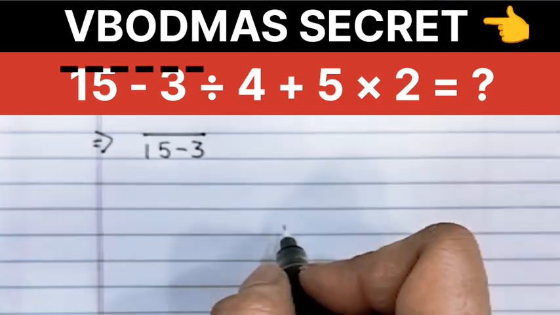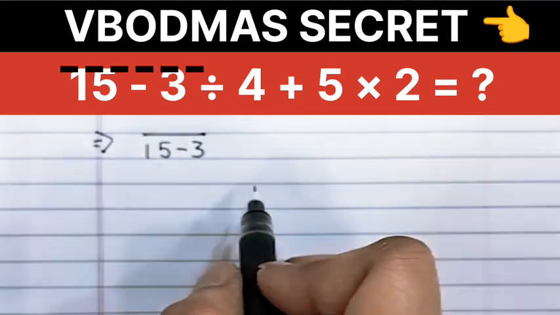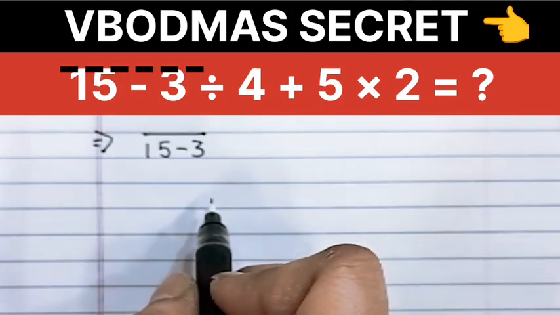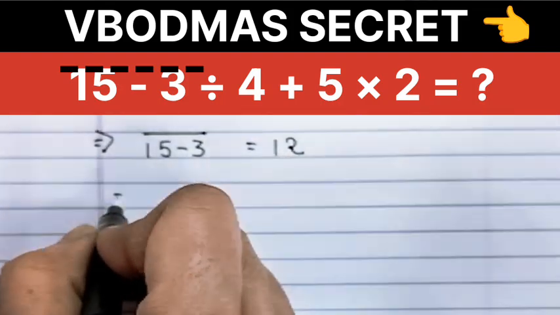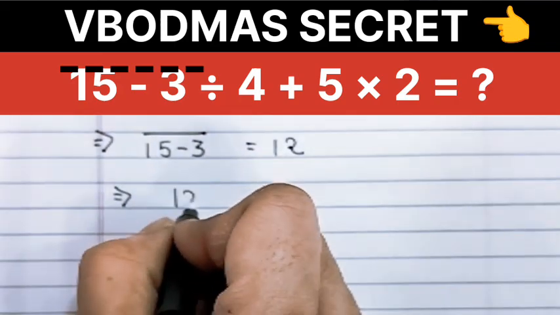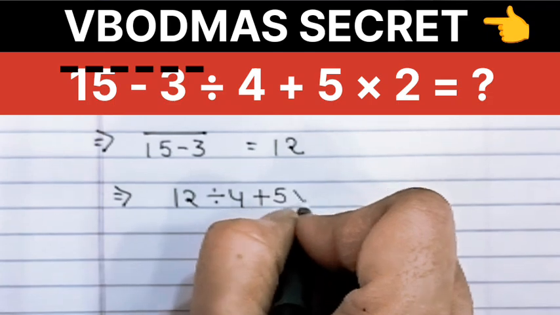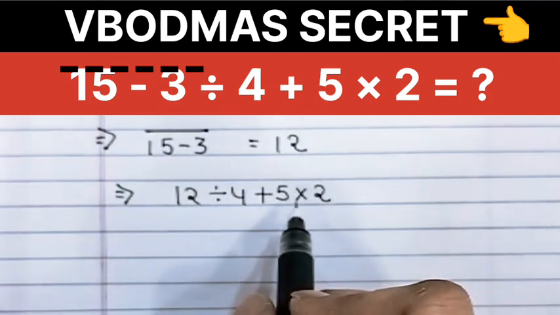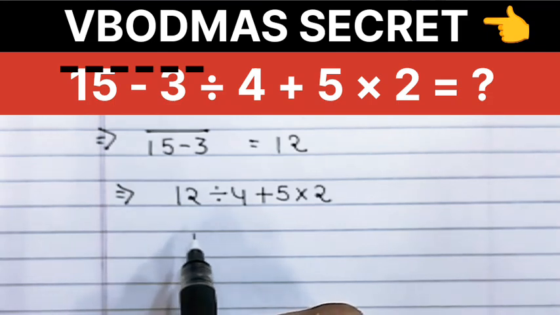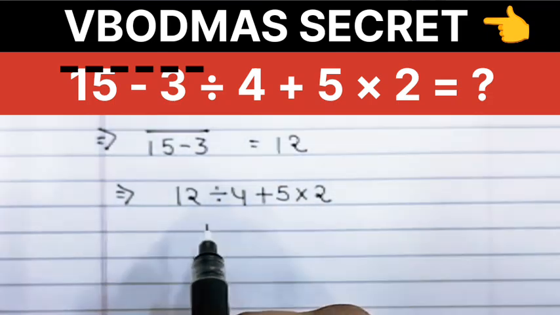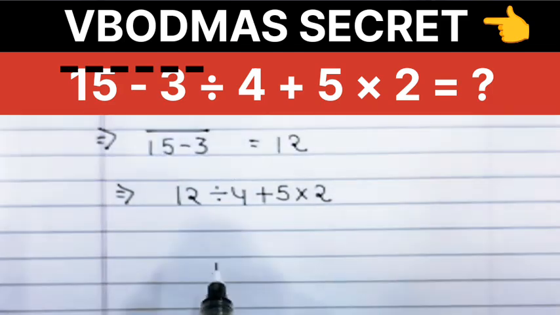So the first priority is the horizontal bar over the numbers known as the vinculum, and we must solve the operation under the bar first. So after subtracting we'll get 12 and the expression becomes 12 divided by 4 plus 5 multiplied by 2. We have already solved the bar. Many people forget the vinculum. Always treat the numbers under the bar as if they are inside a bracket. They must be resolved before anything else in the equation.